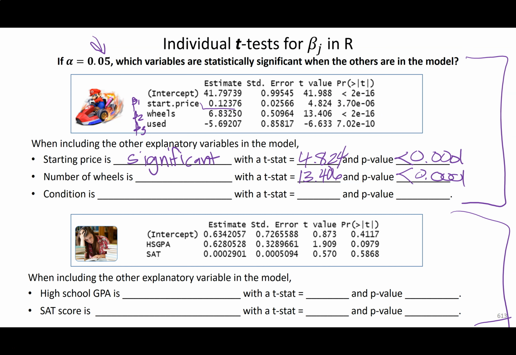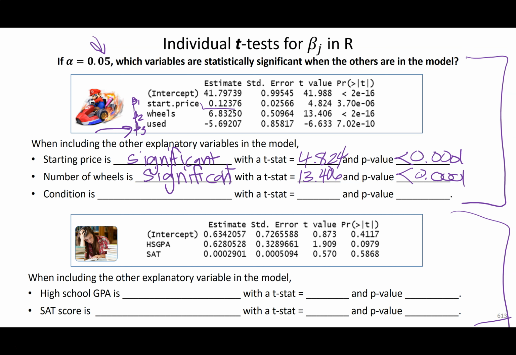2 times e to the negative 16, that's really tiny. Imagine a point and then at least 15 zeros. It's very, very, very tiny. So if that p-value is tiny, that means the number of wheels included is really, really useful in figuring out the selling price.